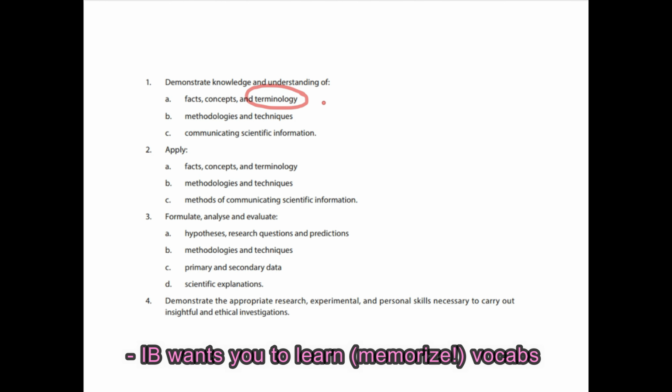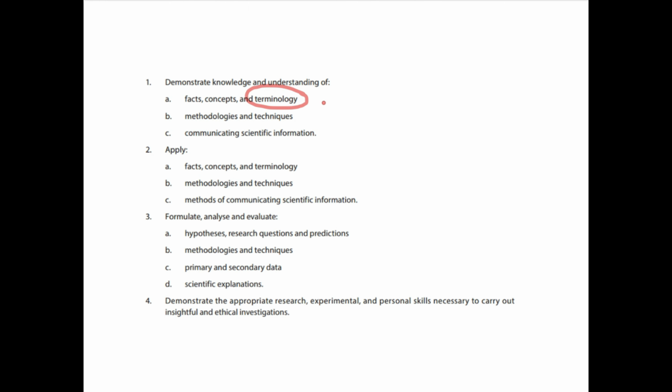The first aim is that everyone needs to demonstrate knowledge and understanding of facts, concepts, and terminology, methodologies and techniques, and communicating scientific information. So, this is very important. IB wants everyone to learn a few vocabularies that are related to this course, and it is very important to learn them according to how IB teaches it. Okay, the second aim is that everyone needs to apply what they've learned.